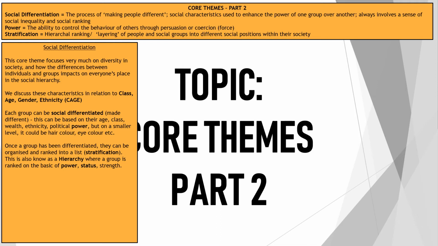So if we look at social class, which you differentiate based on income and employment, those with the highest income will be at the top of the hierarchy. So the upper class are generally at the top of the hierarchy because they have more power, more status, more wealth, and they have that ability to control people lower down the hierarchy.